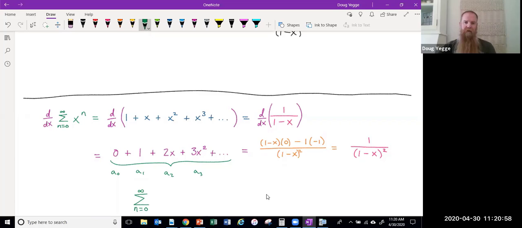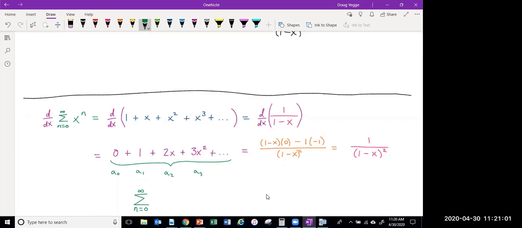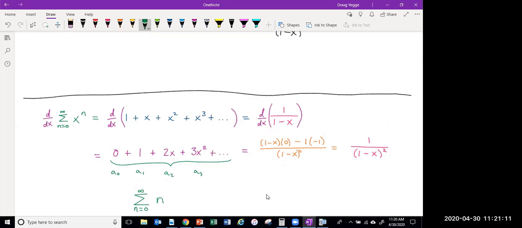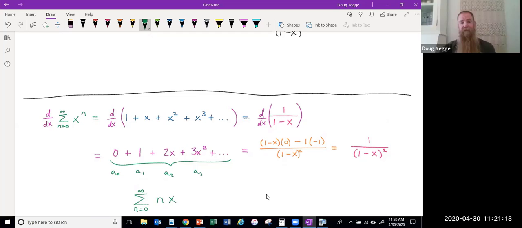Any ideas here? It's definitely going to have n as the coefficient. The subscript is 0, 2 is a subscript, 3 is a subscript. Then x to the, well, it looks like it's 1 less than the subscript, 1 less than the subscript, 1 less than the subscript. So sure enough, it looks like this is n times x to the n minus 1.